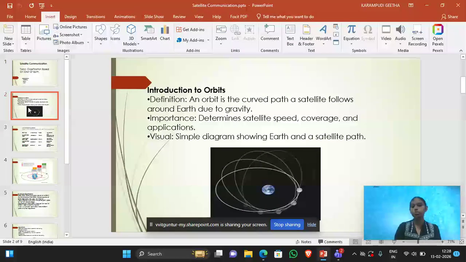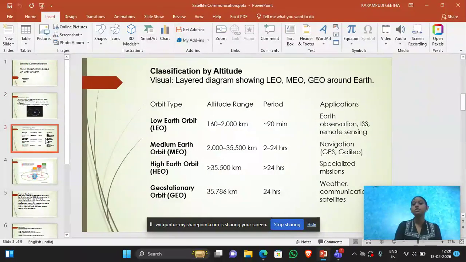First, introduction to orbits. The definition of an orbit: an orbit is a curved path a satellite follows around Earth due to gravity. A satellite is placed in an orbit. Its importance is that it determines satellite speed, coverage and applications. Visual: how to see the orbits. It is a simple diagram showing the Earth and a satellite path. This is the introduction to orbits, and next we have to see the types of orbits as well.